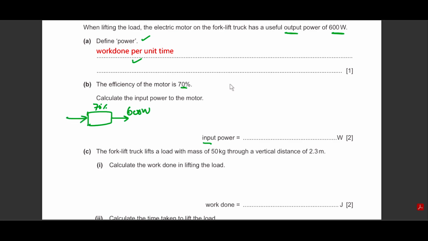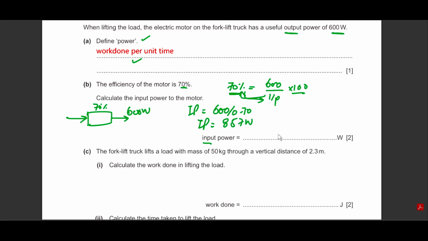The formula is going to be the efficiency, which is 70%, equals the useful output power, which is 600, divided by the total input power multiplied by 100. Now be careful about converting this by dividing with 100. Then this comes here and this goes there. So this becomes input power equals 600 divided by 0.70. So the input power is going to come out as 857.57 watts. But up to two significant figures, this will be 860.